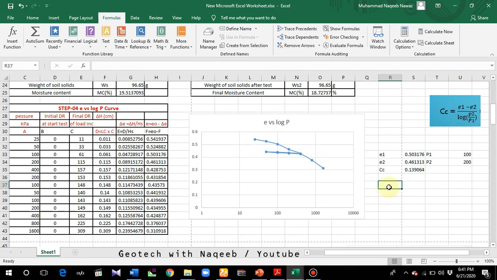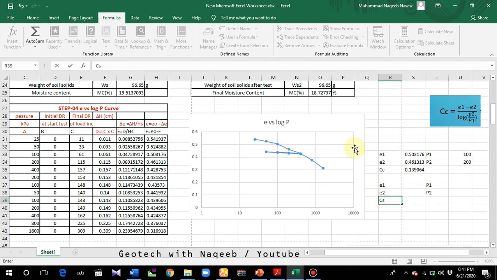For the swelling index, the same formula is applied: E1 and E2, P1, P2, and here comes the C sub S. So what is the difference between these two actually? The difference is that these values will have to be selected from the swelling part, and the C sub C value has been selected from the compression part, the initial compression. So from this part we have to select two values.